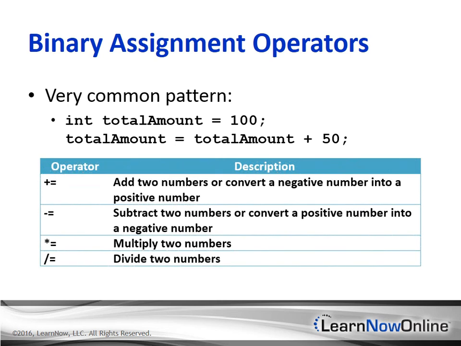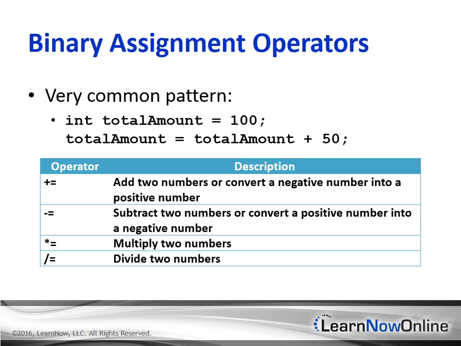And here's a few of the different binary assignment operators. You have addition, plus equals, so it adds two numbers or converts a negative number into a positive number. Minus equals, which is subtract two numbers or convert a positive number into a negative number. Times equal, or multiply equal, you multiply two numbers. And divide equal, you divide two numbers.